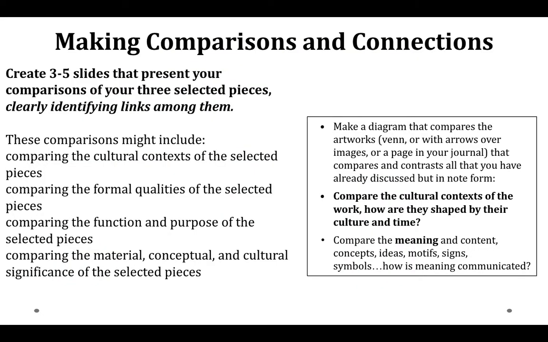All right, so that's basically the first part of the comparative study. You're doing your title slide, and then you're analyzing the formal elements, the cultural significance, and the function and purpose of each of the 3 artworks in about 9 slides, anywhere from 6 to 9 slides. Then you come to the comparison part, which should be between 3 and 5 slides. You should be comparing everything that you just looked at.